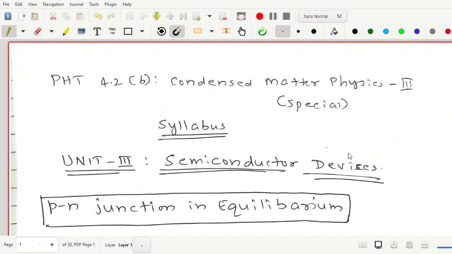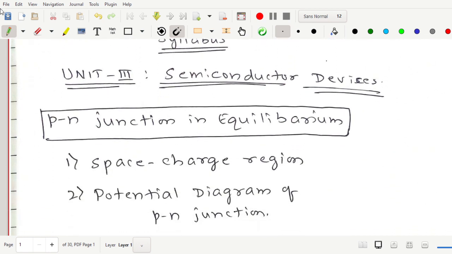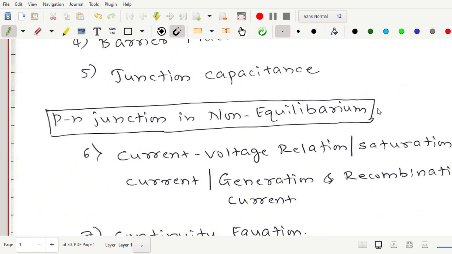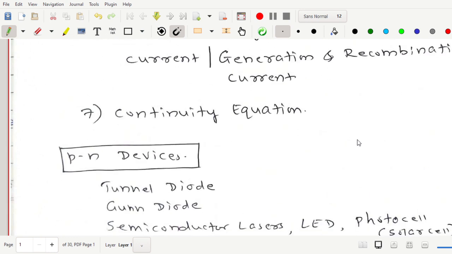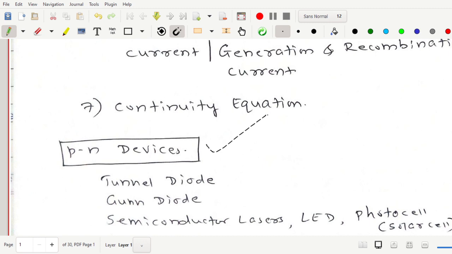Hello students, the paper which we are discussing is PhD 4.2 Condensed Matter Physics 3 Special, and we have discussed the syllabus of unit number 3, that is semiconductor devices. This syllabus can be divided into three parts. The first part is PN junction in equilibrium. The second part is PN junction in non-equilibrium, and the third part is PN devices.